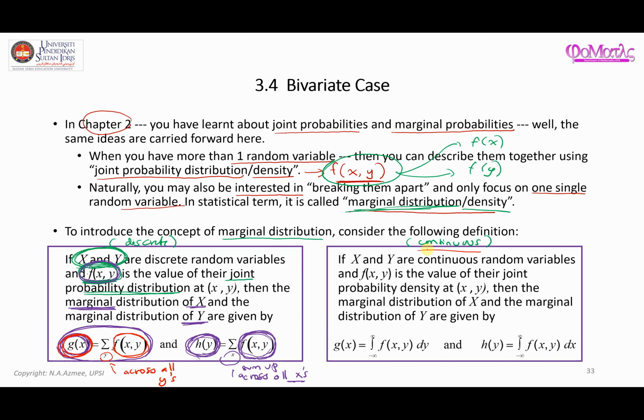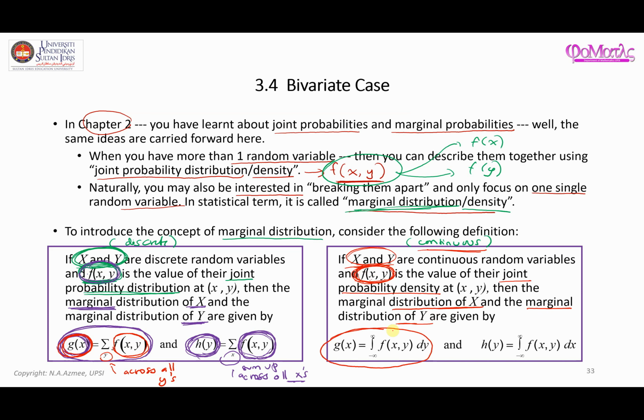Now for the continuous case, you can have x and y as continuous random variables, which can be described using this function. You can see that this function depends on both x and y together, and we call it the joint probability density of x and y. Then if you want to break them apart and focus on a single x or single y, we are interested in finding the marginal distribution of x and of y, which can be found using this formula given here.